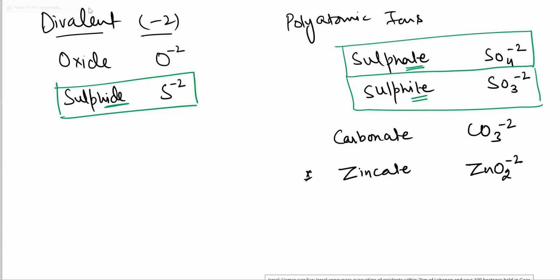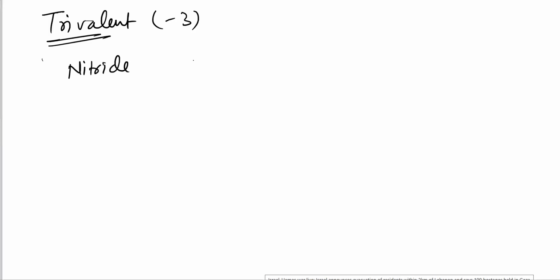Noted everybody this one? Everybody noted? So let's move further. The third one is trivalent. Trivalent means with valency -3. That is phosphate. Only the nitride ion is a single atom that is going to have valency -3. Nitride is N -3. Others are polyatomic only.